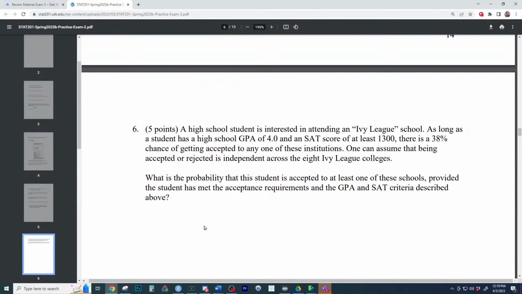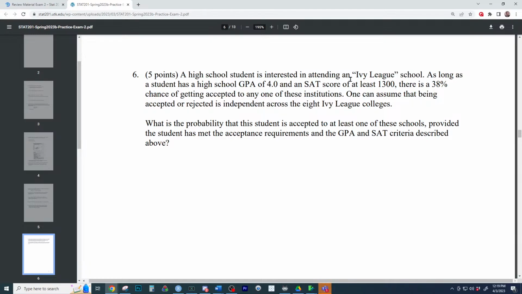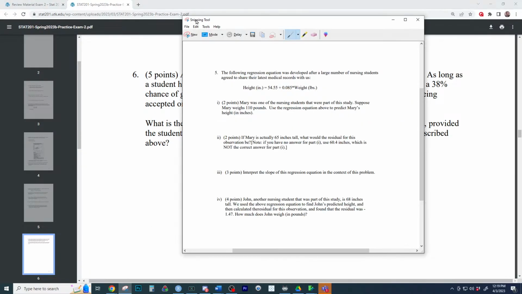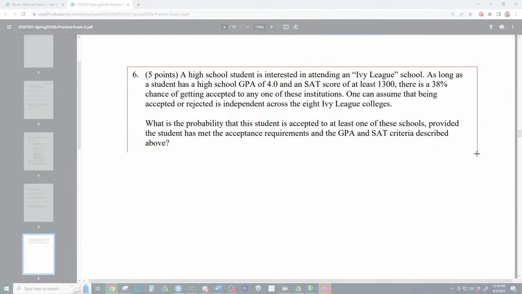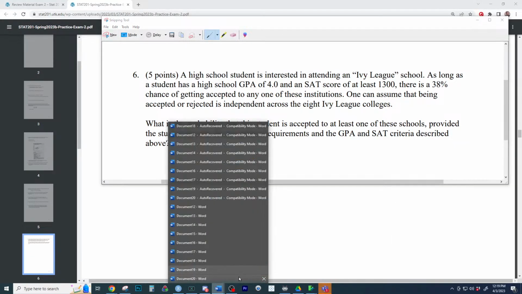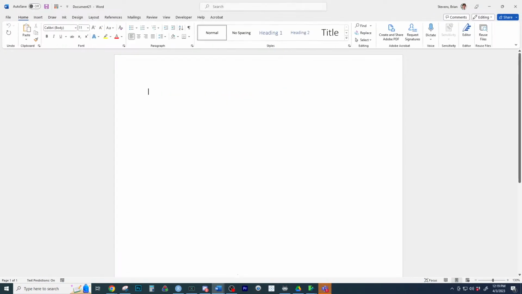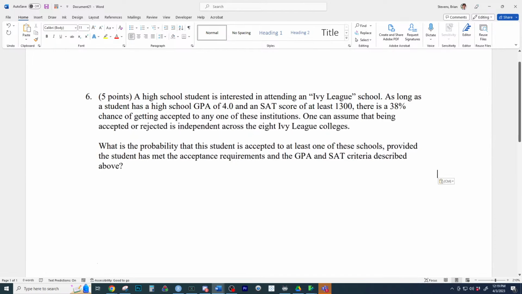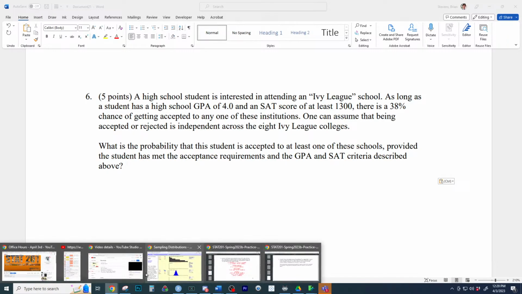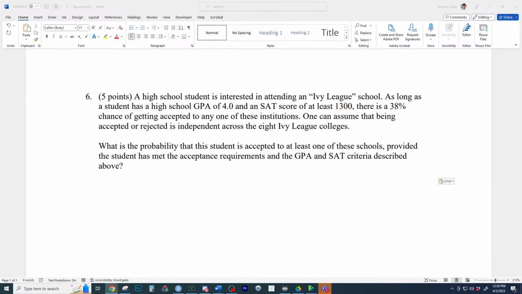Okay, cool. A high school student is interested in attending, and this is great. People asked about probability at the start. So this is a really good probability one, and I might even solve this a little bit better these days than I originally solved. We'll try to do number 10 too. We might have just enough time. We'll try.